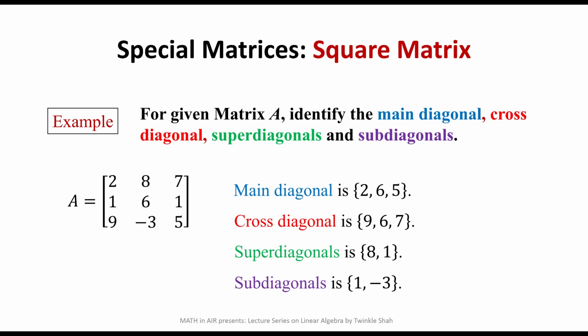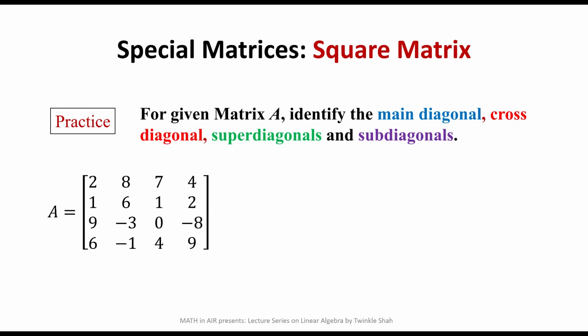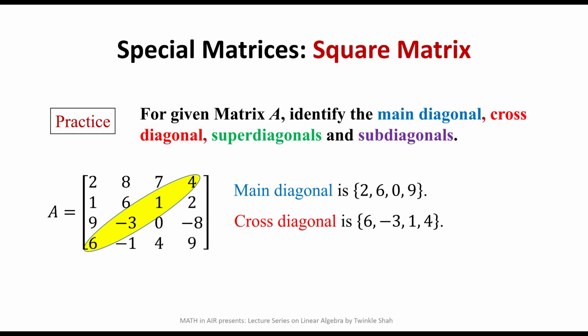Let's do one more example of that just so that we can make it really clear. For example, here we have matrix A, which is a 4 by 4 square matrix. Let's find out main diagonal, cross diagonal, superdiagonals, and subdiagonals in matrix A. In matrix A, the main diagonal is 2, 6, 0, 9. The cross diagonal is 6, negative 3, 1, 4.